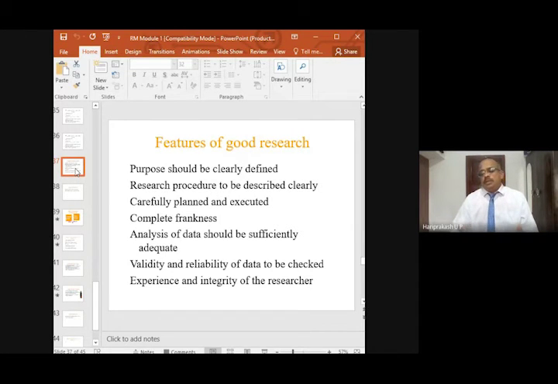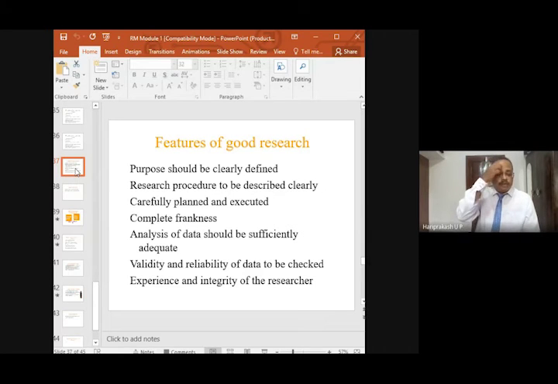It should not be that, because you are bored or you don't have that much time to collect, you restrict your data collection, maybe to a few respondents. So you should collect for the correct sample size which is determined. Sufficient sample size should be identified, and data should be collected from that number.